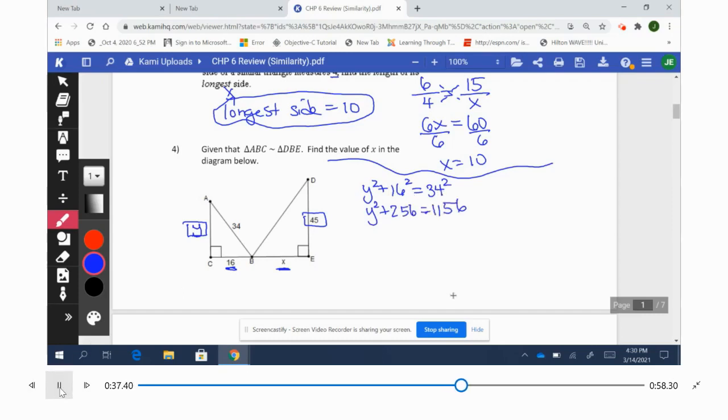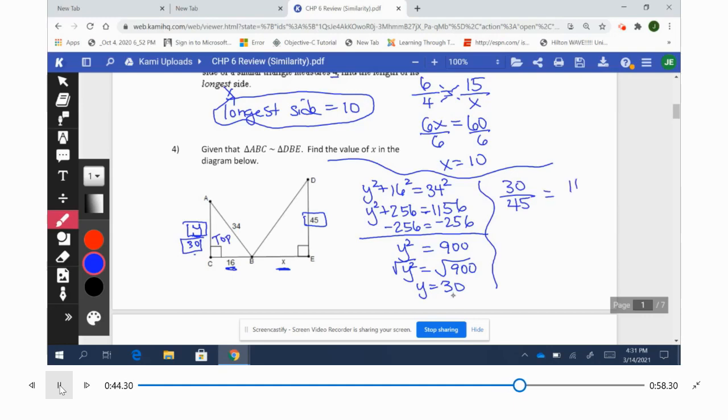Okay, some mechanics here. So please try to show your work. So y is going to be 30. Okay, now we'll be able to use 30 corresponds to 45, 16 corresponds to x. So we can set up our proportion. Okay, so 30x equals 720, and x is 24. Okay, so that's the end of page 1 of the chapter 6 review.